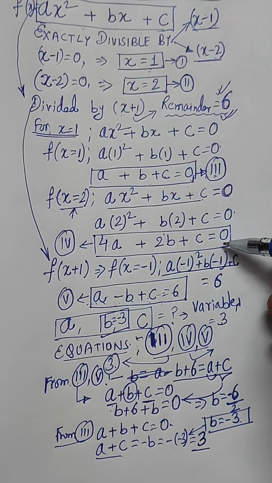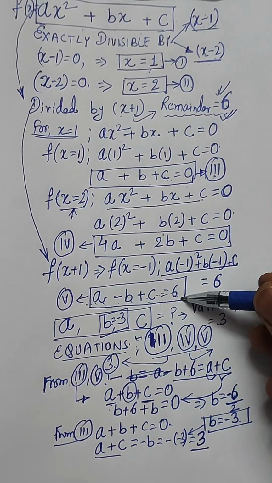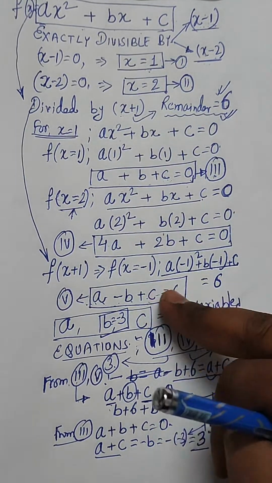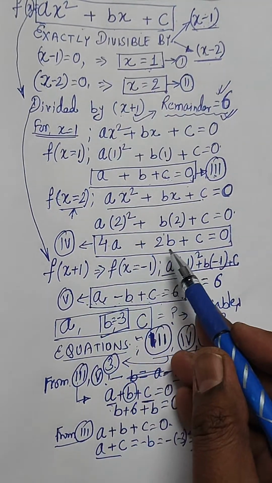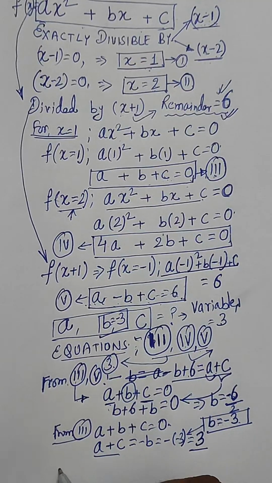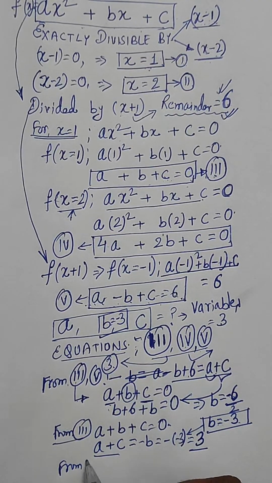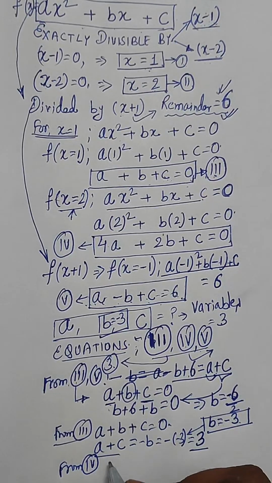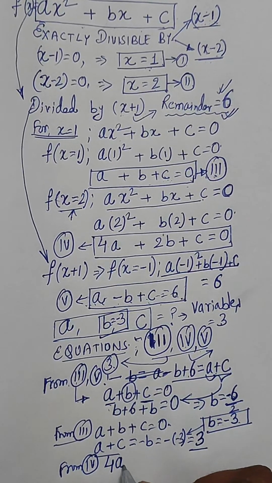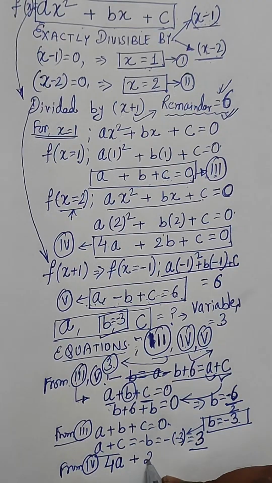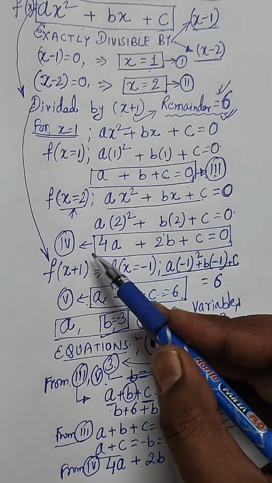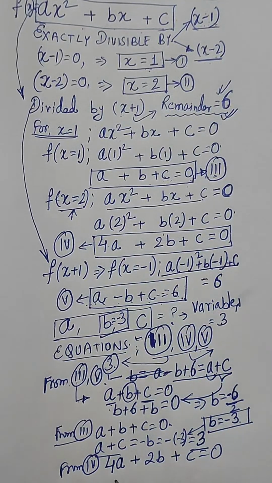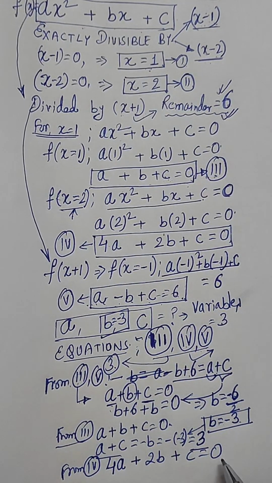And when you consider the same equation, maybe equation number 4, you will have 4A plus 2B plus C is equal to 0. That is from equation number 4. What is that? 4A plus 2B plus C is equal to 0. I am saying this equation number 4.